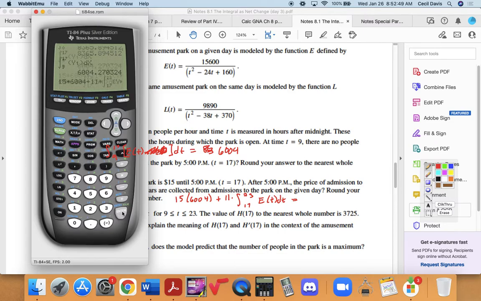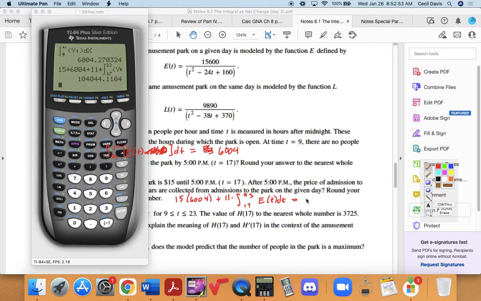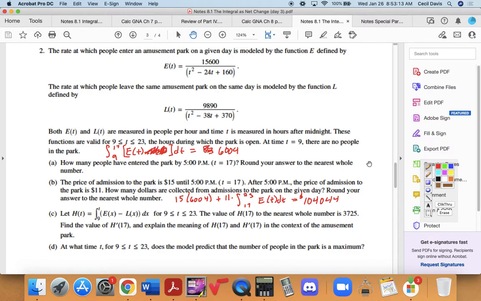I should make the Texas Instruments calculator with voice command. That would be obnoxious. That ever stopped you before? No. So $104,044. That's a lot of money.